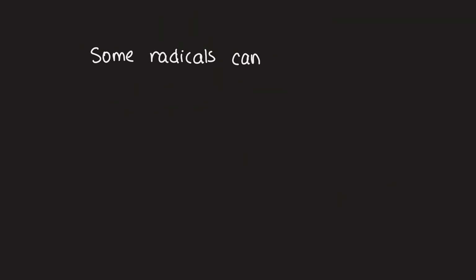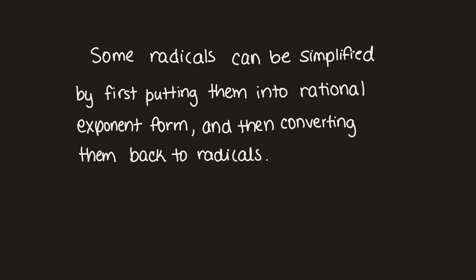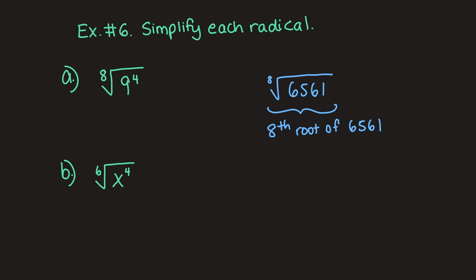So some radicals can be simplified by first putting them into rational exponent form and then converting them back to radicals. So for the first example, you could simplify 9 to the 4th power as 6,561 and then calculate the 8th root of this. The 8th root is actually 3. However, there is a simpler way.